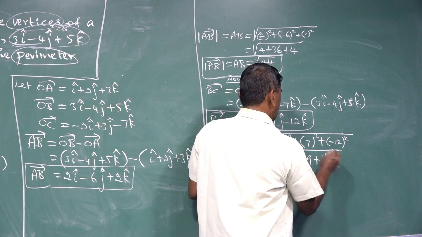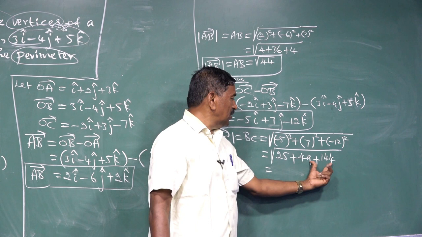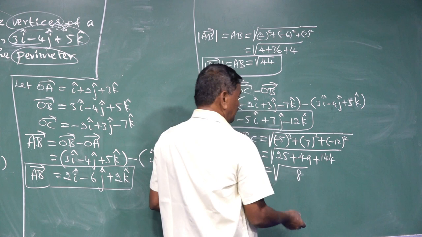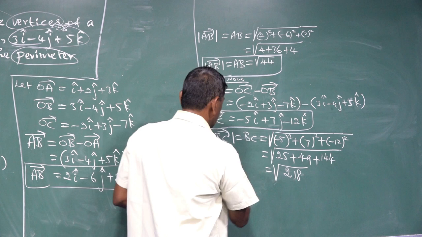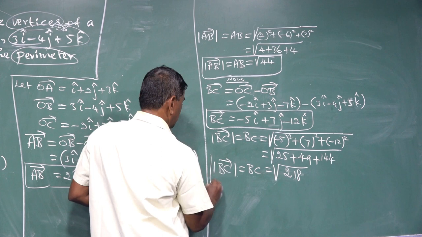Now your addition is, I think, 9 plus 4, 13. 13 plus 5, 18. So 8, remainder 1. So 5, 9 plus 2, 11. So 1, remainder 1. Remainder 1 means 2. Yes, 2, 1, 8. Because left hand side is modulus BC vector equal to BC is equal to square root of 218. Now 2 sides are completed.